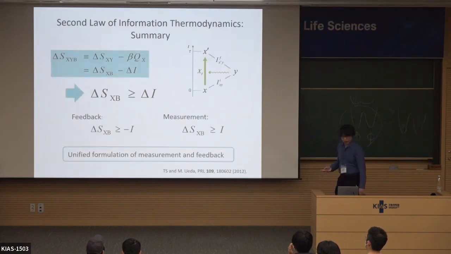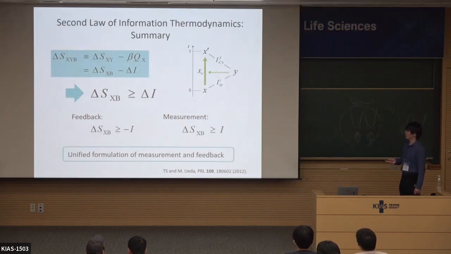Okay, so this is the summary of this formulation. In general, the entropy change in system X is bounded by the mutual information change between the initial correlation and the final correlation. And in the feedback process, the right-hand side is given by minus I, because in the feedback process, the mutual information is consumed to extract the work.